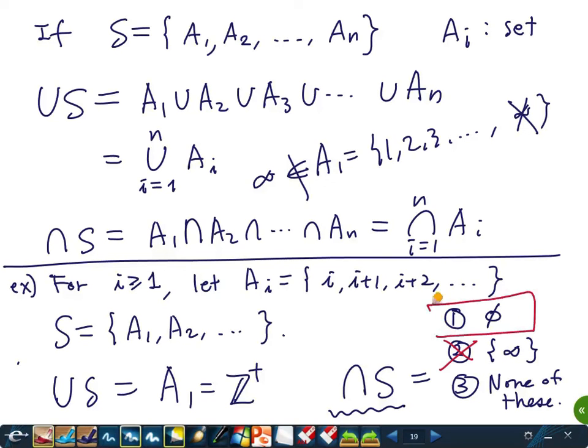Actually, the correct answer is 0, the empty set. Why? How can you explain that the answer is empty? Okay, so yeah, he explained very clearly.